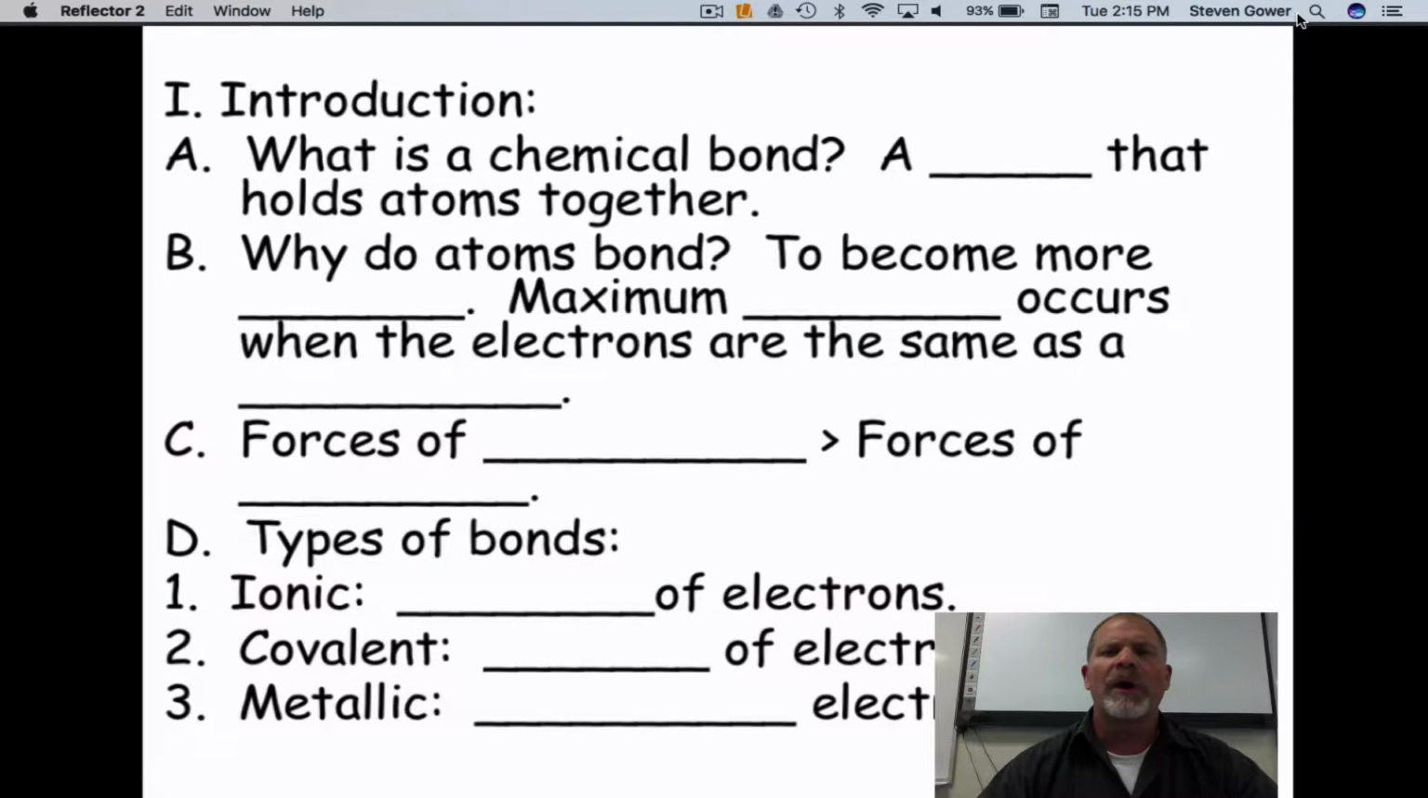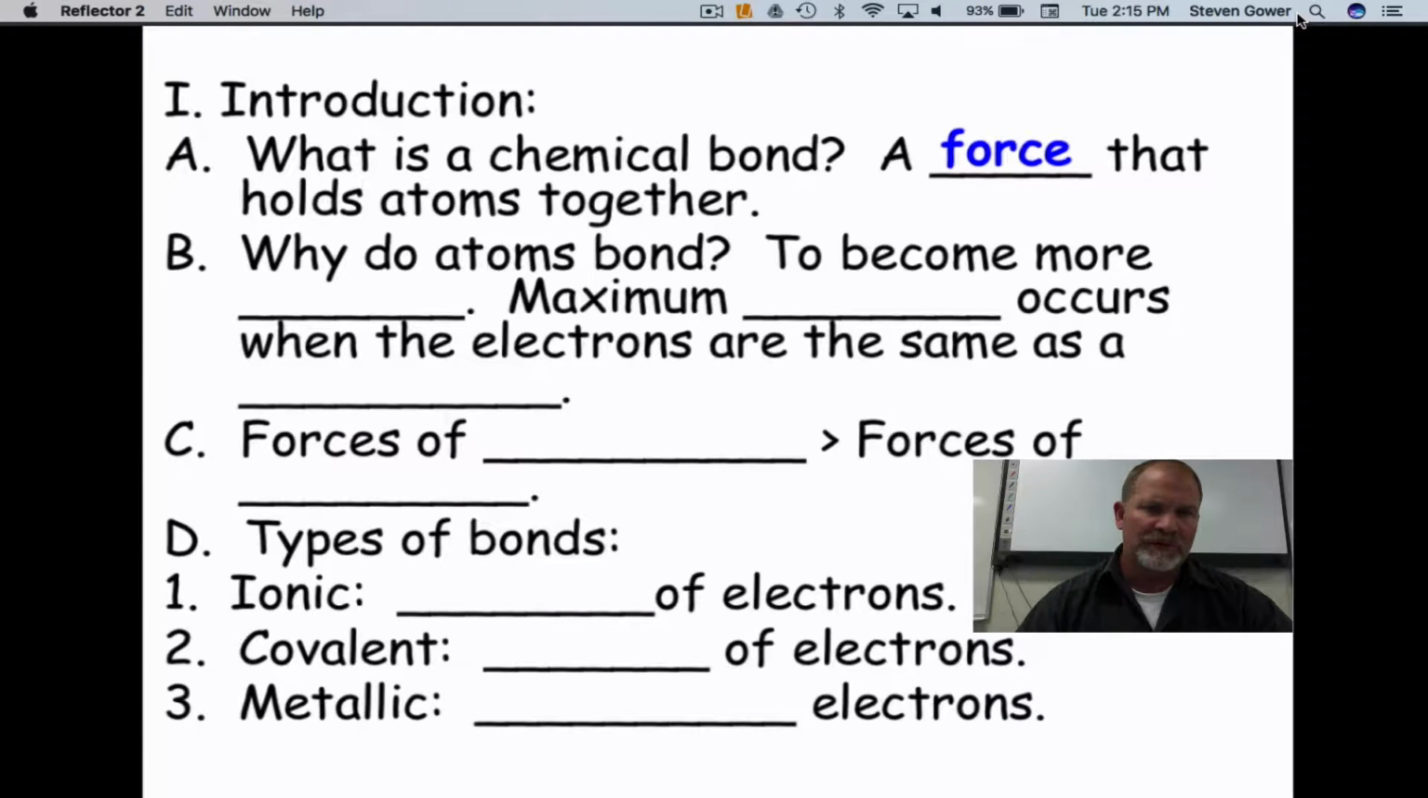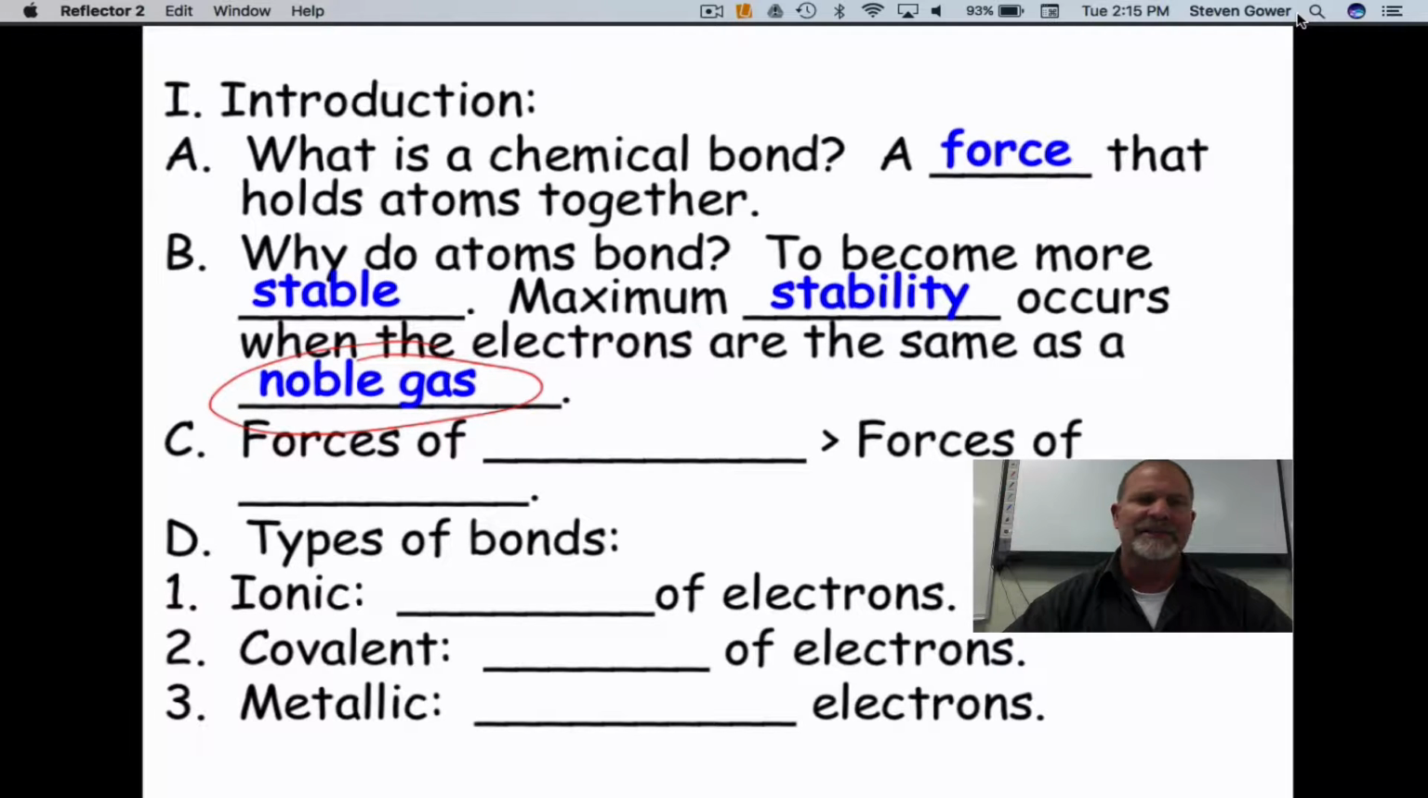First of all, a chemical bond is a force that holds atoms together. Why do atoms bond? Well, the main reason is they want to become stable. Remember, the overall stability is to become like a noble gas. That's the key in this process.